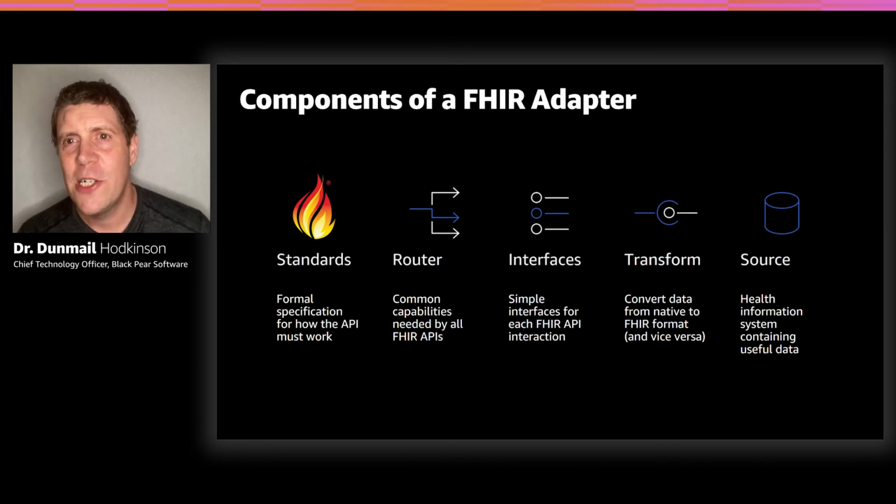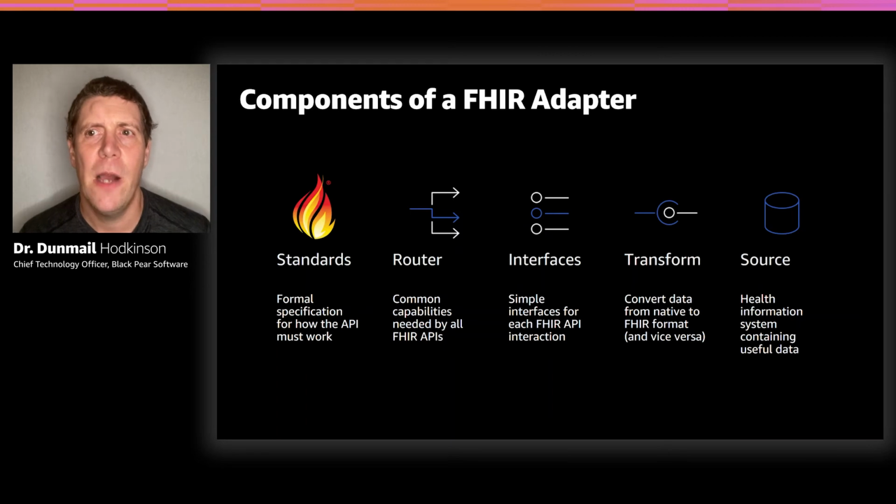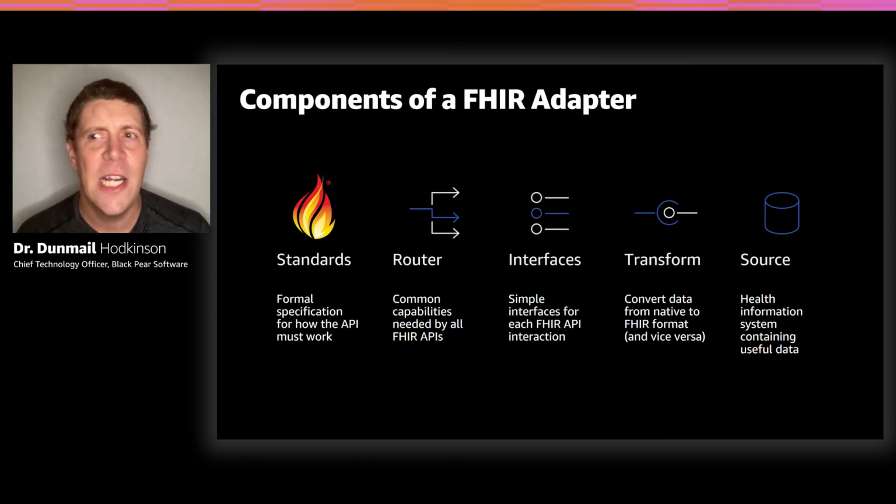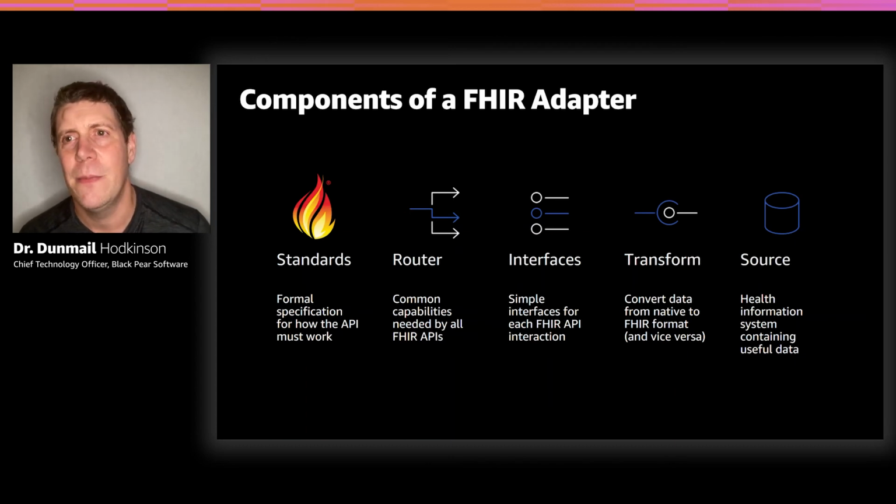In the actual software engineering, we need to provide a router module. That provides the common capability for a FHIR REST API. It's responsible for taking that FHIR request and routing it to other components, catching thrown errors, and ensuring that responses are returned in FHIR format. And in parallel to that, we need a set of simple interfaces which describe each of the FHIR API interactions, and that allows us to define a communication contract between the other components in our system. Both the router and interfaces are common to all FHIR servers. Everybody has to implement them.